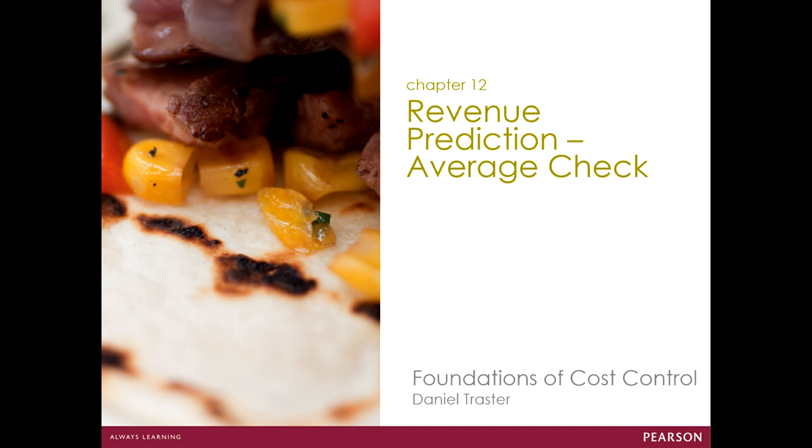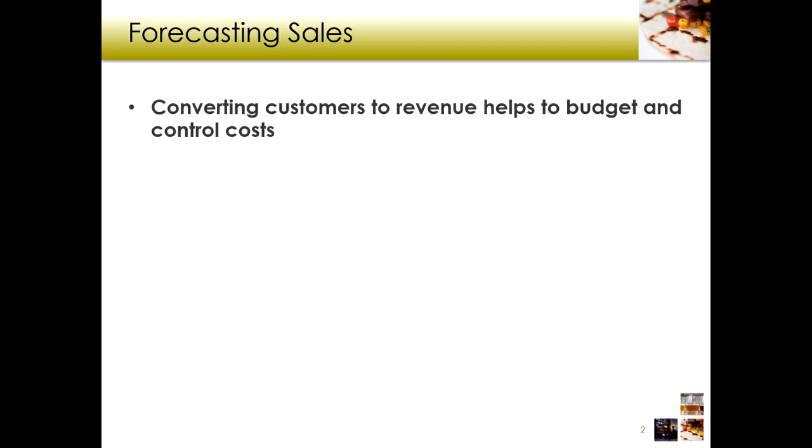Okay, so up until this point, we've been forecasting covers, or the number of customers that are going to come into our restaurant or hotel or pizzeria or whatever we've got going on, right? So what we need to do is figure out a way to convert those customer counts or covers into a dollar amount, right? We use something called average check to do that. So we convert our customers into revenue. It helps us to do our budget and control costs.